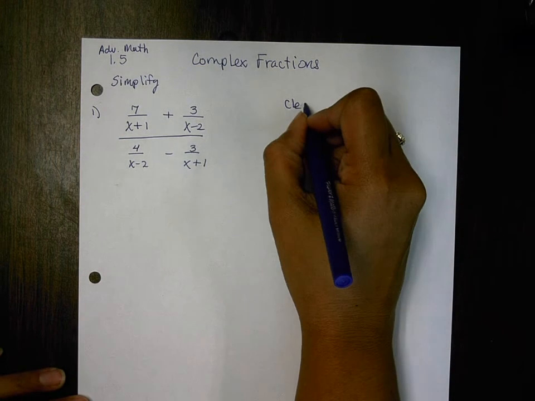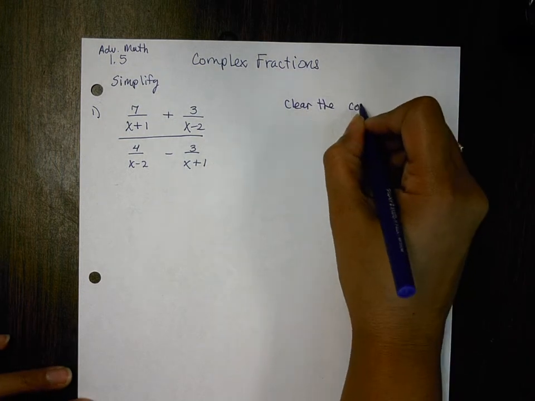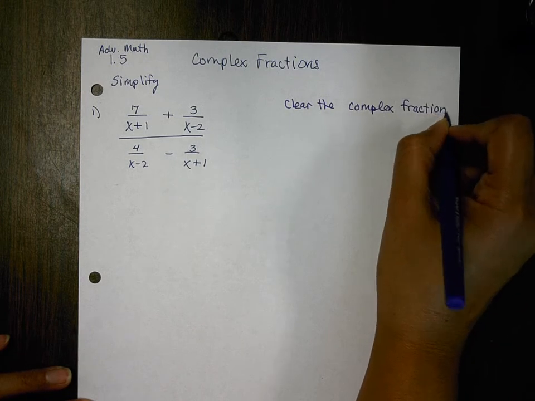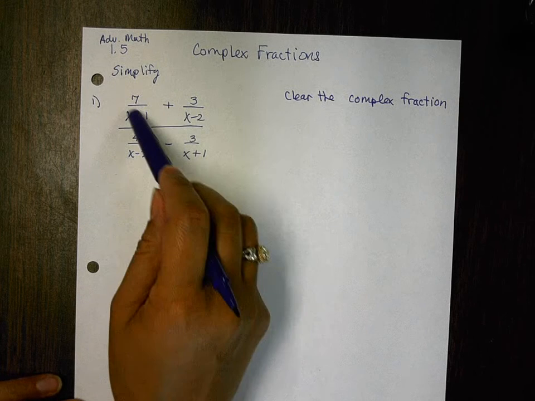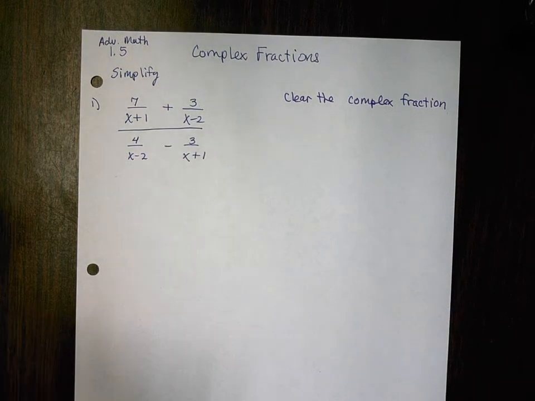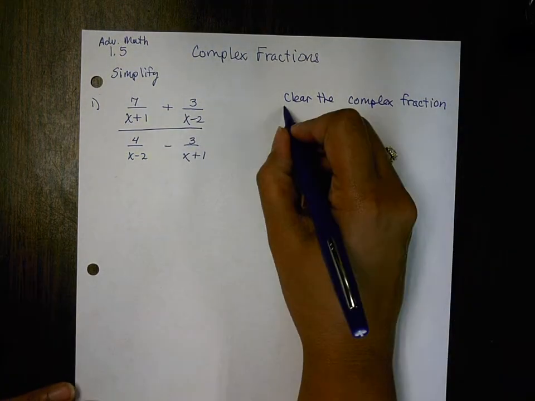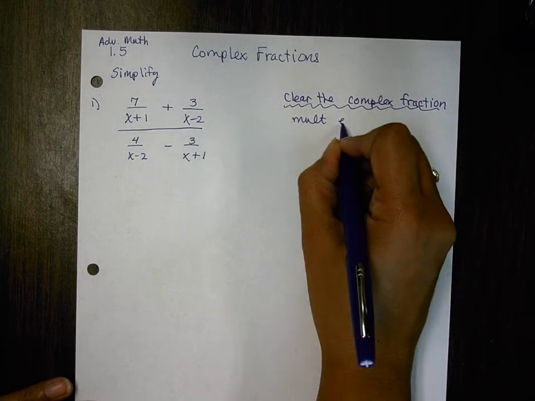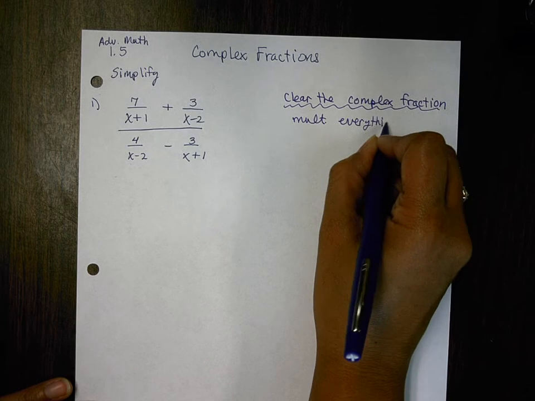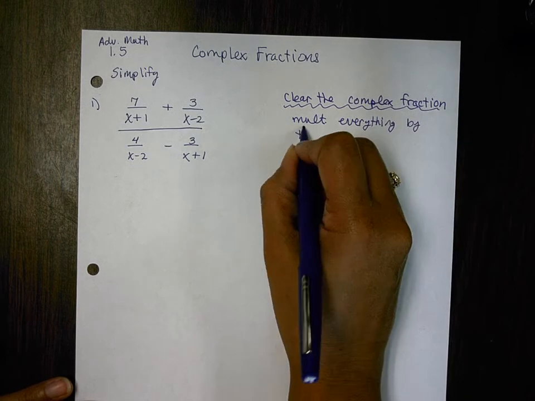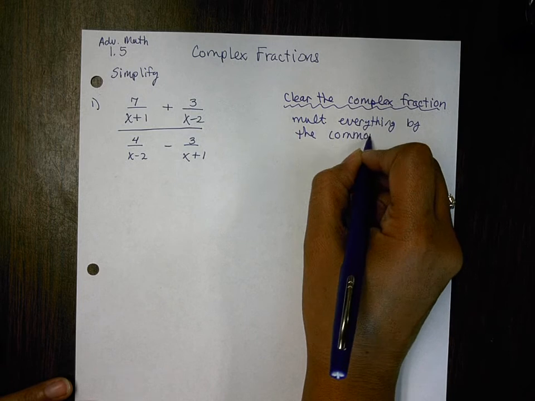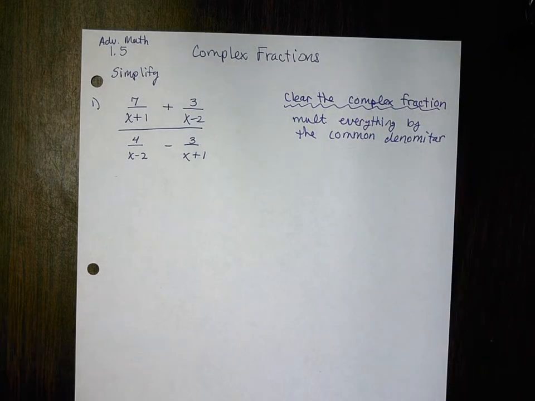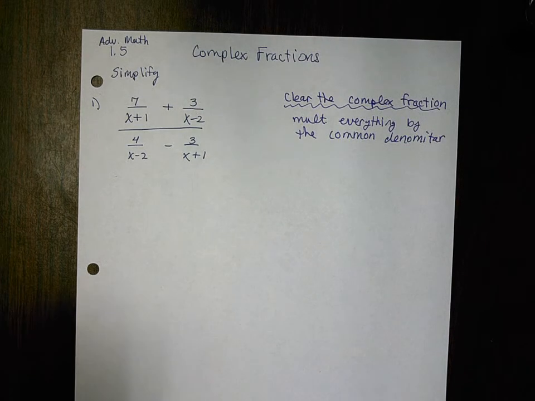So we need to clear the complex fraction, meaning we want to get rid of the fraction within a fraction. We just want one plain fraction, not these little bitty fractions within. And how do we do that? We multiply everything by the common denominator. Multiply everything by the common denominator.